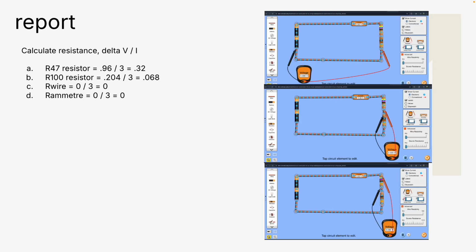Calculating resistance, delta V over I. R47 resistor is equal to 0.96 over 3, which is equal to 0.32. R100 resistor is equal to 0.204 over 3, which is equal to 0.068 resistance. And R wire is equal to 0 over 3, which is equal to 0. And the ammeter resistance is equal to 0 over 3, which is equal to 0. On the right side of the corner are some pictures of the experiment.